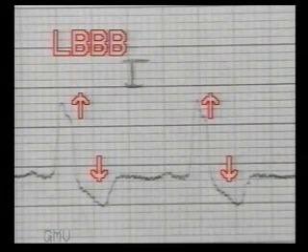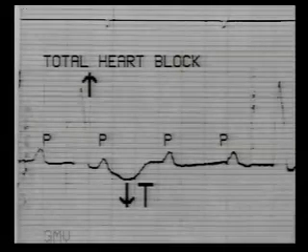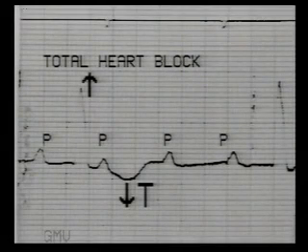This is an ECG of left bundle branch block. Note the RR' pattern, wide QRS complex due to aberrant ventricular conduction and inverted T wave. This is a complete heart block with ventricular rhythm. Note the regularly occurring P waves and independent QRS complexes which are wide and bizarre with inverted T waves.